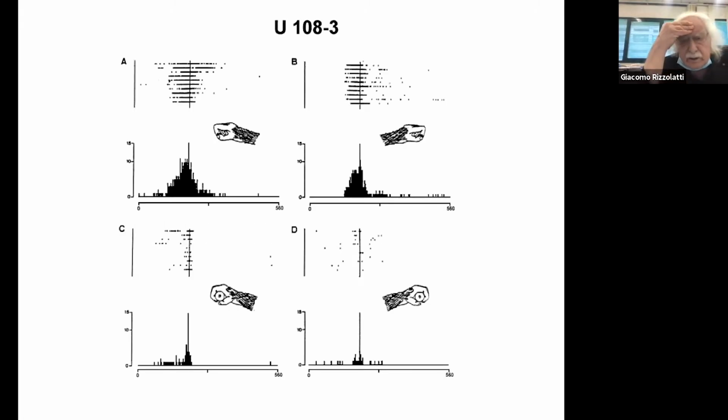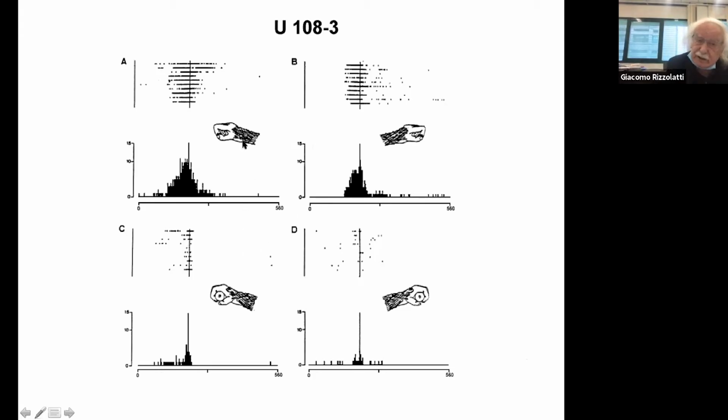One is already represented here. The dots that you see are action potentials. The histogram is the sum of all these trials. So we have 10 trials and then we sum them. Here is the histogram. What you can see here, which for all physiologists and neurologists was a big surprise, is that this neuron became active when the monkey grasped with the right hand and with the left hand.